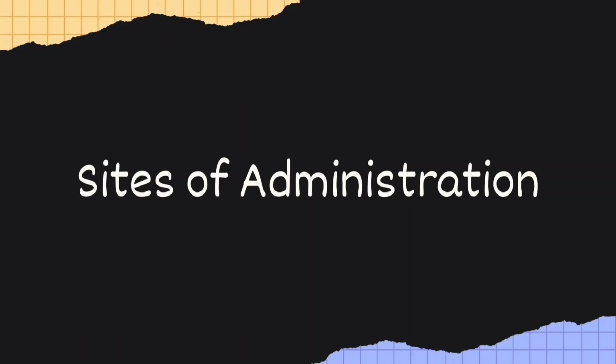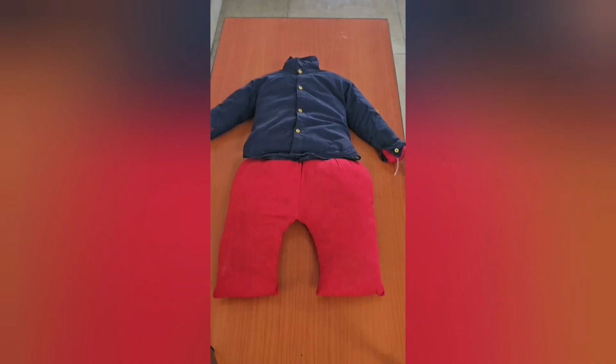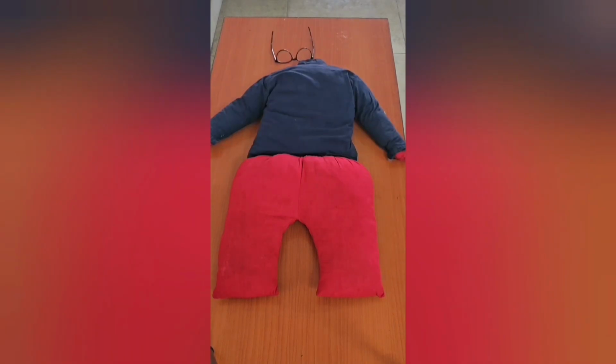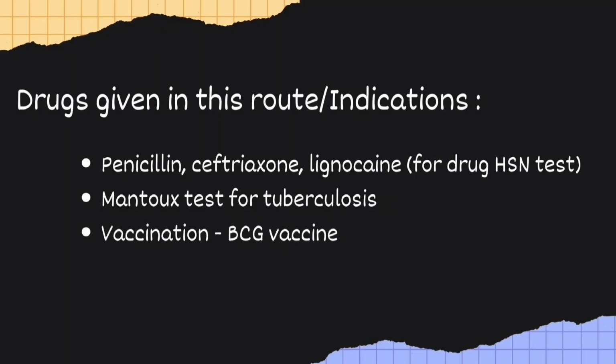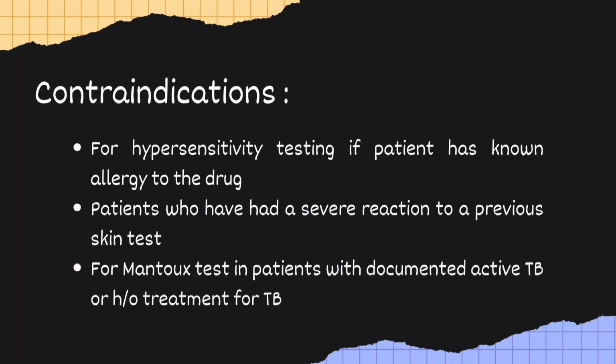Next up is the sites of administration. On the anterior aspect, we'll be using the inner aspect of the forearm and the lateral aspect of the arm. On the posterior aspect, we'll be using the upper back and the lower scapula. These are some of the indications and the contraindications.